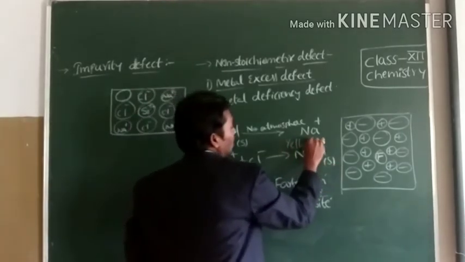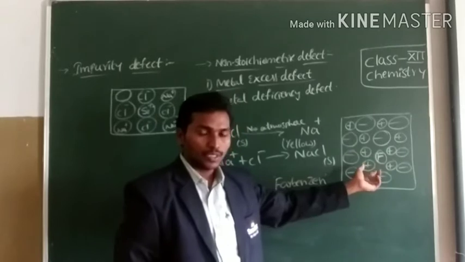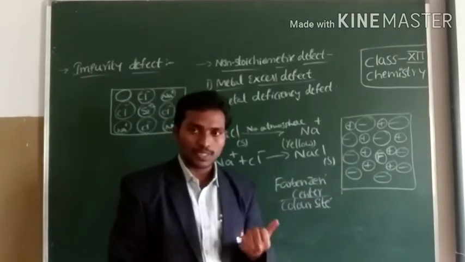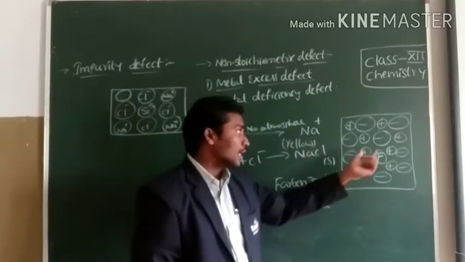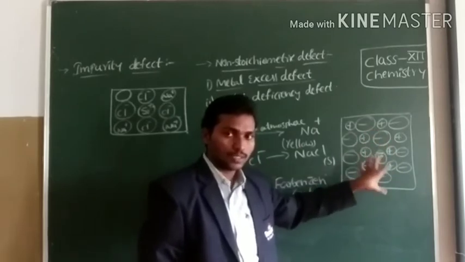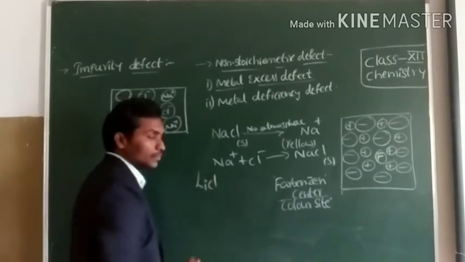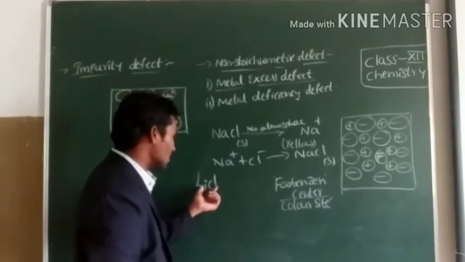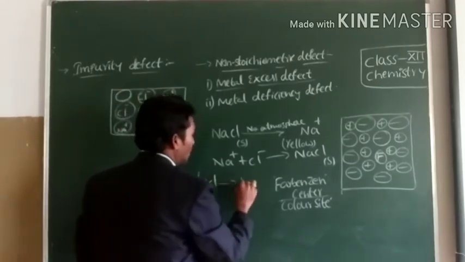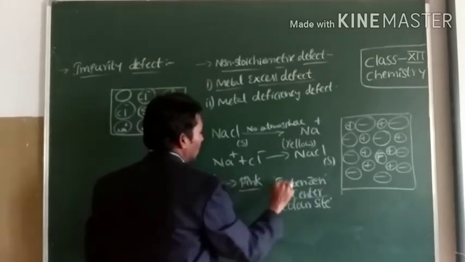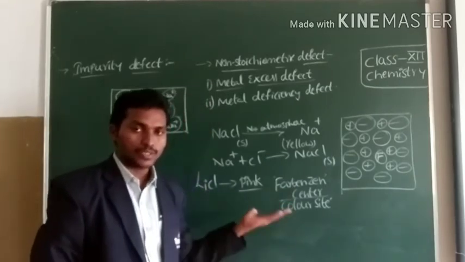Sodium chloride gives out yellow radiation because the electron at the F center gets energy from the surroundings and is excited, and it gives out yellow color because of the extra cations present in the sodium chloride crystal. Similarly, lithium chloride, due to extra cations, produces pink color radiation because it absorbs energy from visible light.